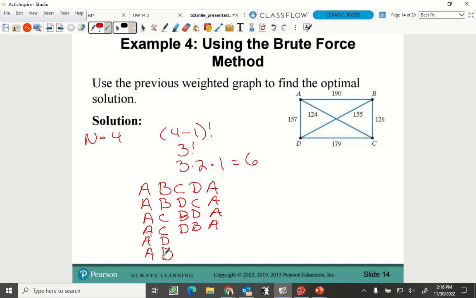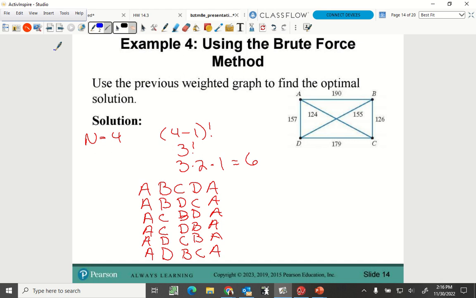And then A, D, C, B, A. So there is a pattern to list all your possible choices there. Now using brute force, you're going to go through and find every single value. To calculate this one, I'm showing you all the steps, but I'm not going to expect all the steps later on.